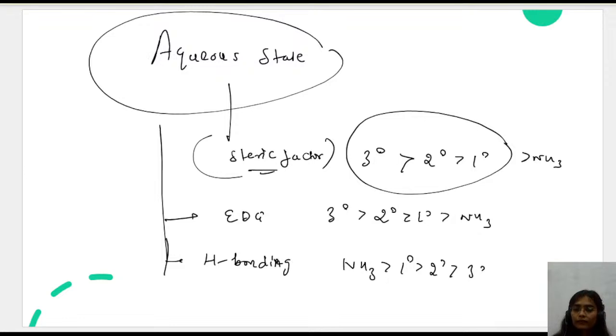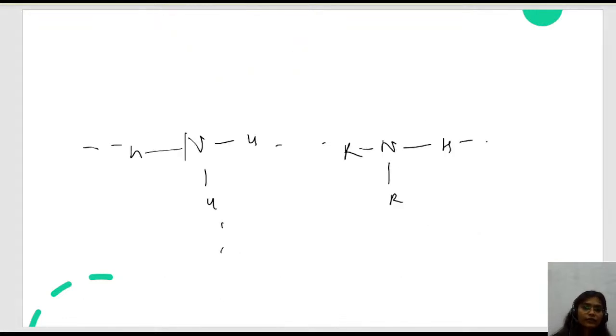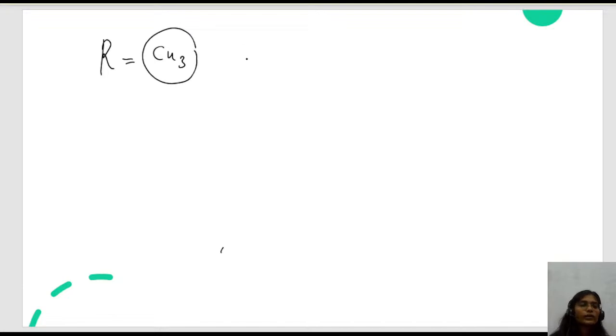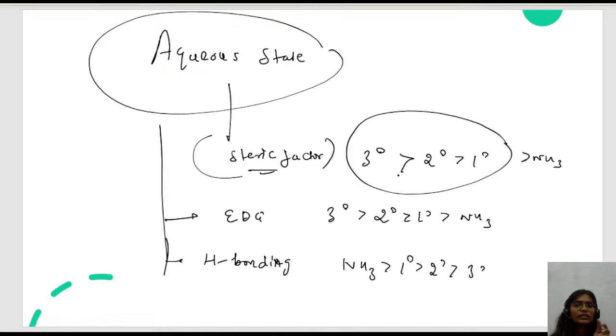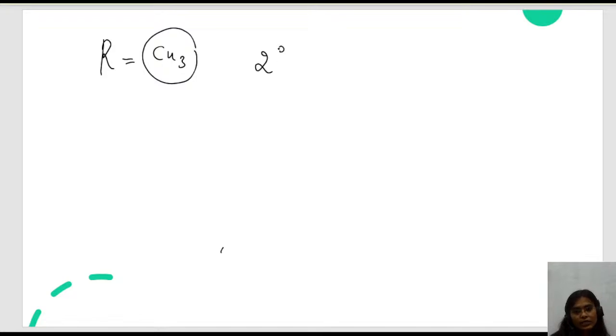Now, if I am using this R as a CH3, listen. What is the order of basicity? Not the tertiary, not the primary. Tertiary is like, I'm the winner. Primary is like, no, I am the winner. Then secondary comes into the picture. Secondary is like, you can fight, and I win the race. So what is the correct order? Secondary, followed by primary, followed by tertiary, and then ammonia. This is the basicity order. Be noted.